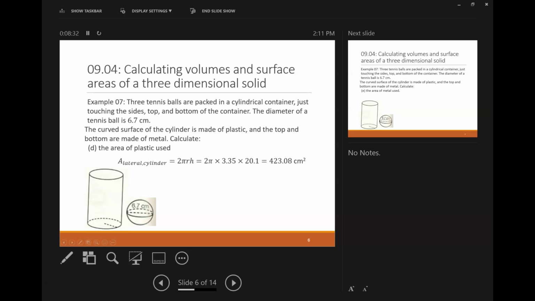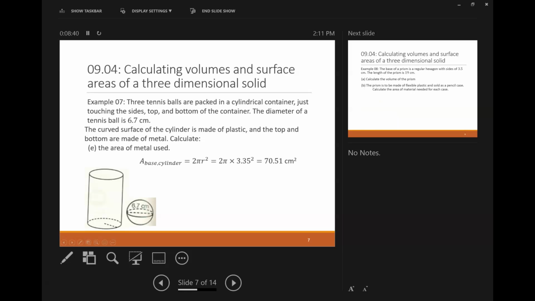And then if I want the amount of metal used, that's just the top and bottom. So that's the 2B, right? So 2 pi r squared, which gives me 70.51-ish. Pretty easy, right? Not bad, right? We're just filling in some formulas, using a little bit of common sense about spatial reasoning or whatever.